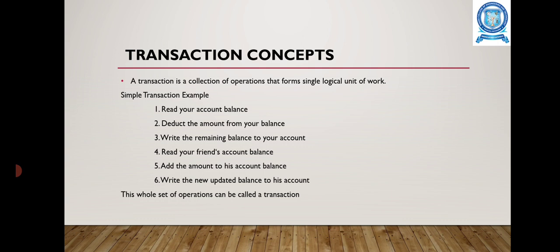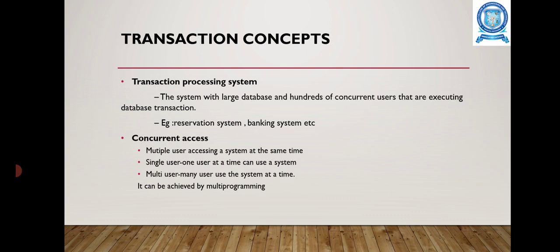Transaction processing system: a system with a large database and hundreds of concurrent users that are executing database transactions. For example, reservation systems and banking systems are transaction processing system examples. Then concurrent access. Concurrent access means multiple users accessing a system at the same time.